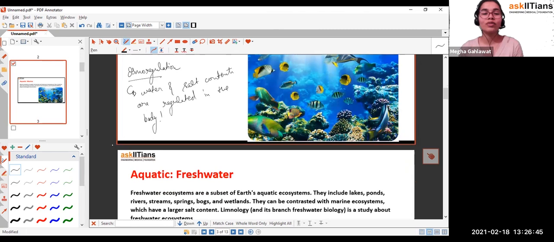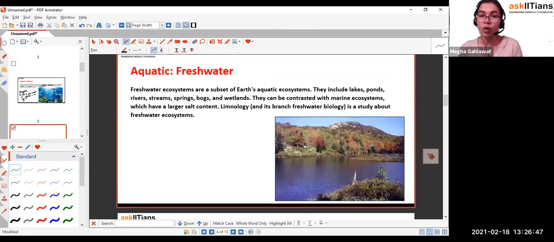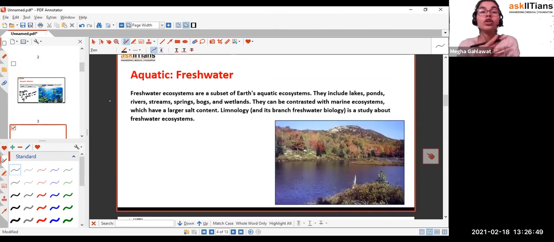So moving forward with the aquatic freshwater ecosystem. Now the fresh water on earth is only up to 3%, and that too is present in the lakes, rivers, streams, glaciers, etc. The rest of it is the marine water, which is present in the form of the oceans, which are found all around the vast area of this planet. So the fresh water includes the lakes and ponds and rivers and streams and springs and bogs and wetlands. This sounded like a poem, didn't it?